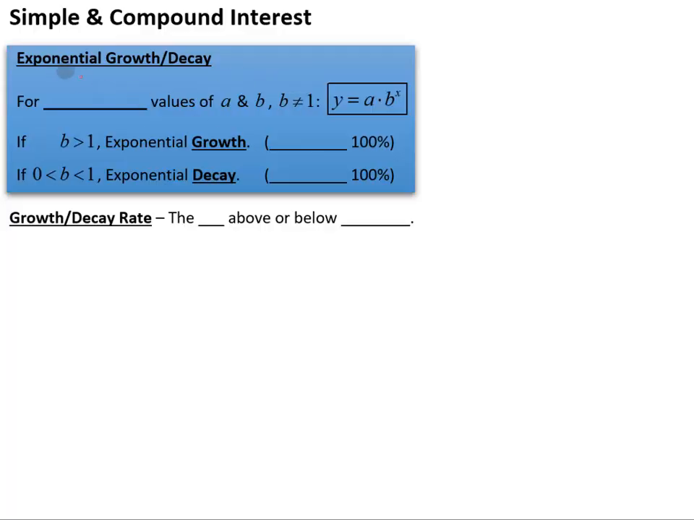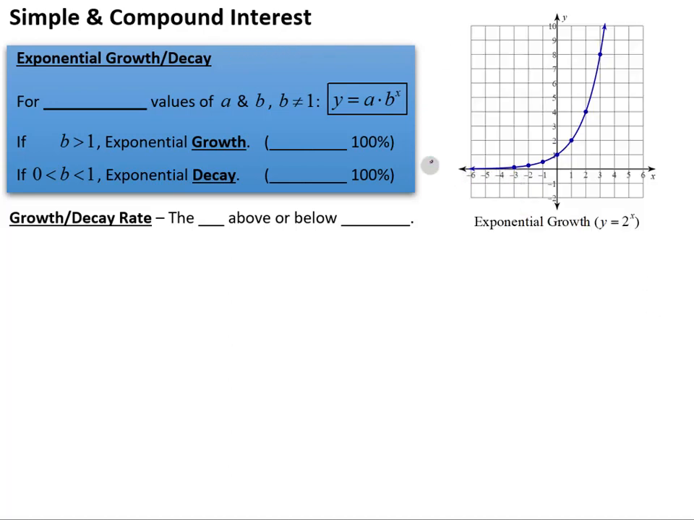All right, today we're going to be talking about different types of interest, like simple and compound interest. We'll also be talking about exponential growth and decay. Okay, so what is exponential growth? Exponential growth is something that is growing exponentially, or getting larger as we go to the right on our graph. As our values of x increase, my values of y are increasing exponentially.